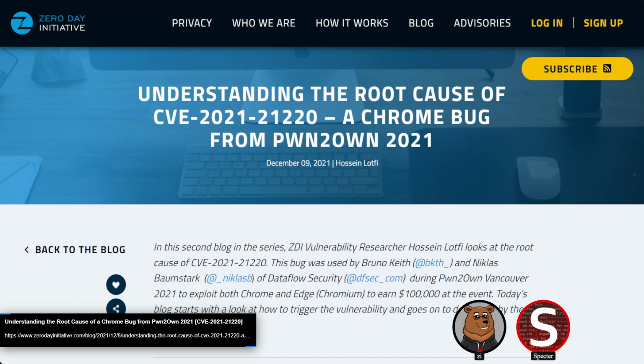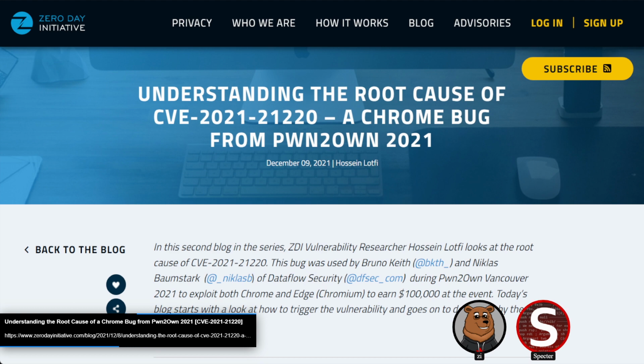This is the second part of a three-part blog series on ZDI's blog. The first part is mostly talking about setup, the commit that introduced this bug, and getting a debugging environment for playing around with it, which we'll mostly skip here. But you can check that out if you're interested in playing around with Chrome. There's a good bit of background in it.